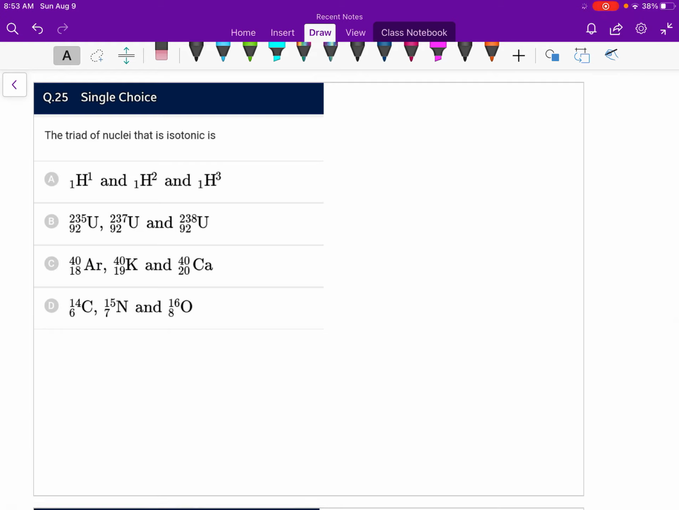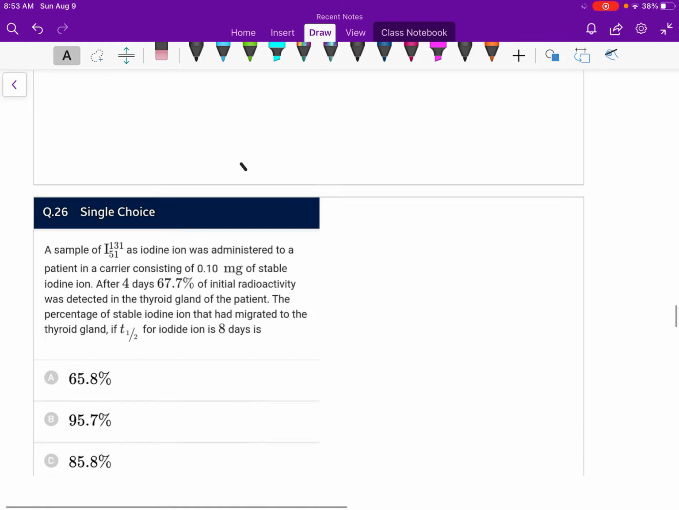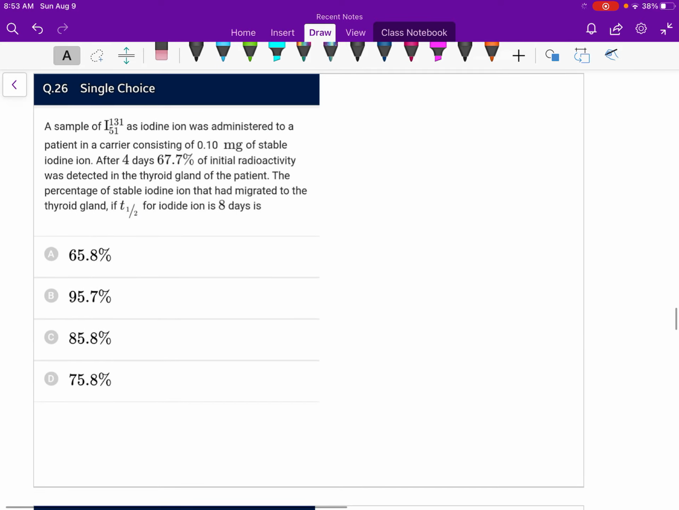The triad of nuclei that is isotonic, so the number of neutrons should be the same. So in the first option, neutrons are 0, 1, 2, so it's not correct. In the second option, the atomic numbers are the same and Z are different, so neutron numbers are different, so this is also not correct. In the third case, atomic numbers are different, mass numbers are the same. So the neutron number, A minus Z, mass numbers are the same and atomic numbers are different, so the neutron number will also be different, so this is not the correct option. So D is the only correct option.